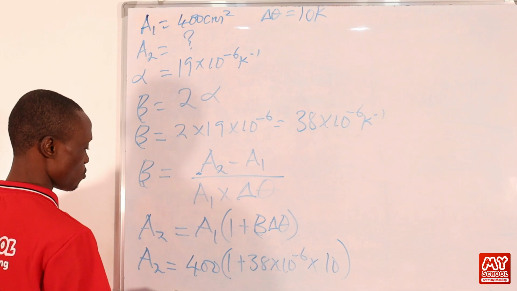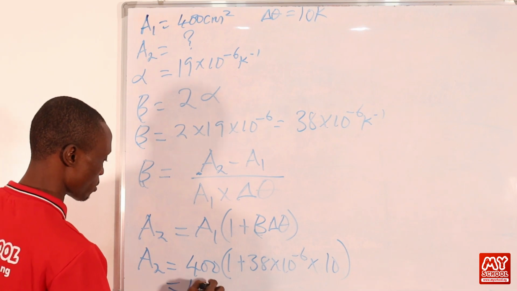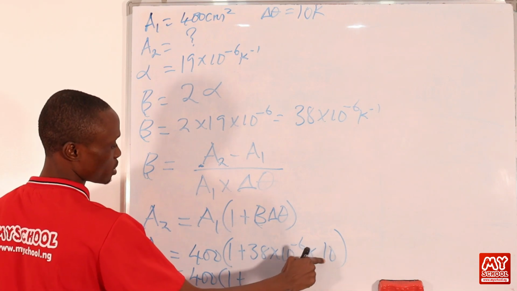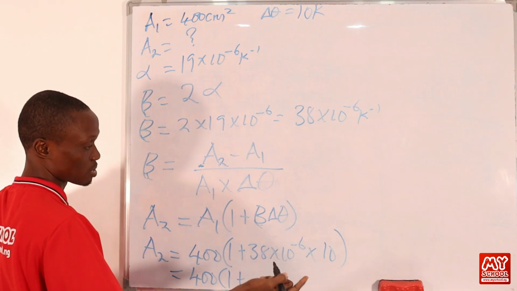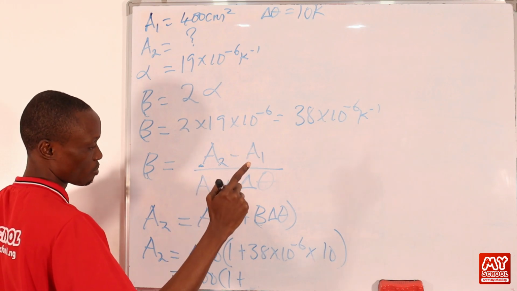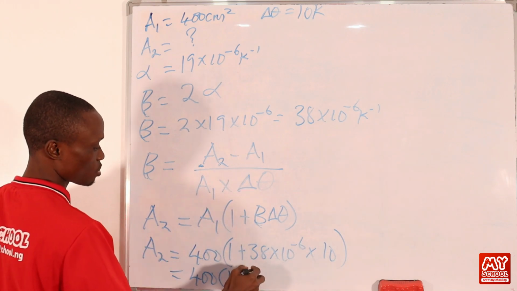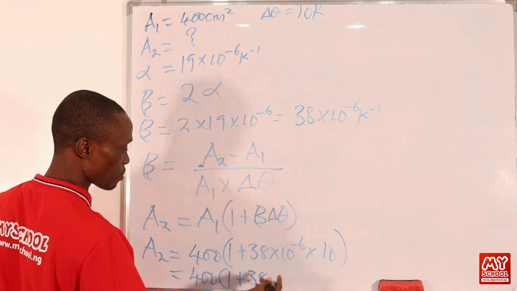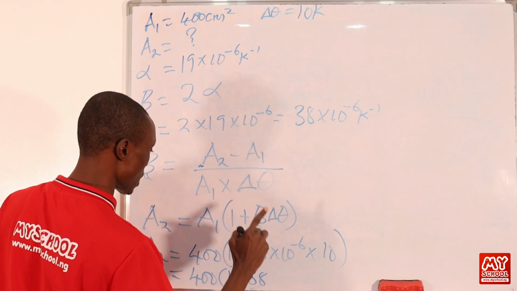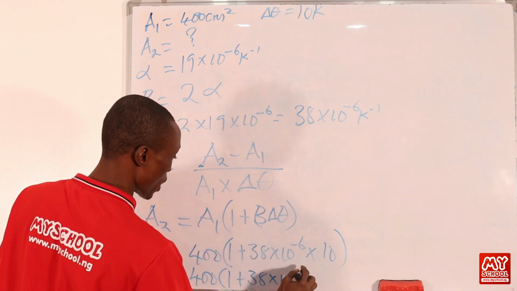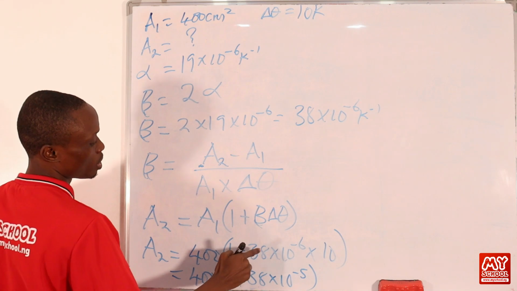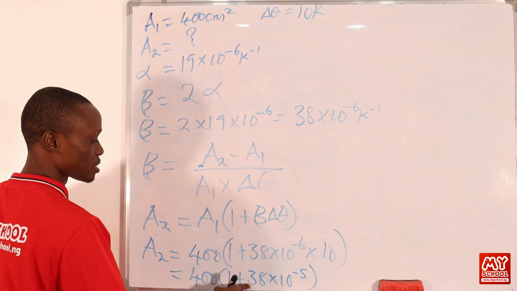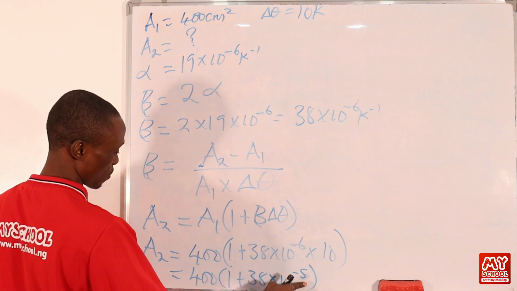Okay, so if we deal with this, this is 400, then we'll be having 1 plus. Now let's deal with this 10. This 10 is still the same thing as, say, 1 times 10 raised to power 1, right? So 1 times 38 will still remain 38. Then for these two 10s, we are going to apply the law of indices, so that we'll be having times 10 raised to power minus 5. So 38 times 10 raised to power minus 6 times 10 is going to give us 38 times 10 raised to power minus 5, right?